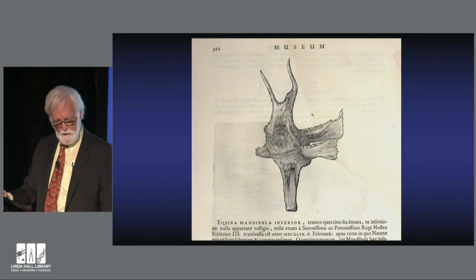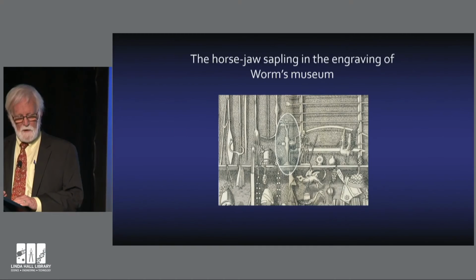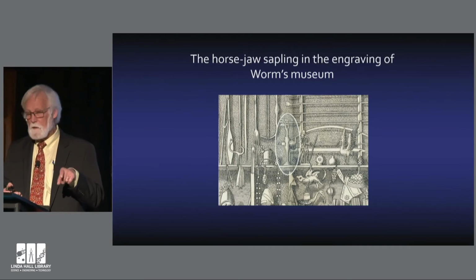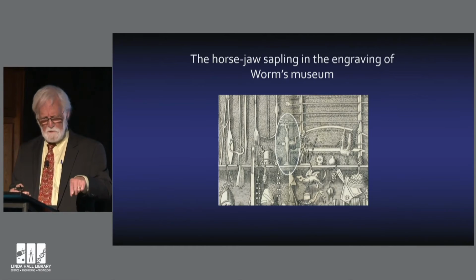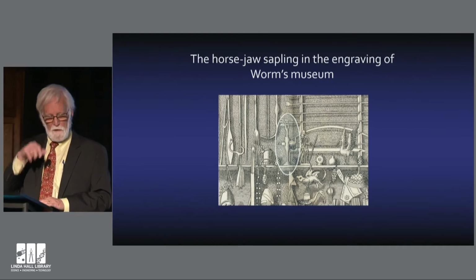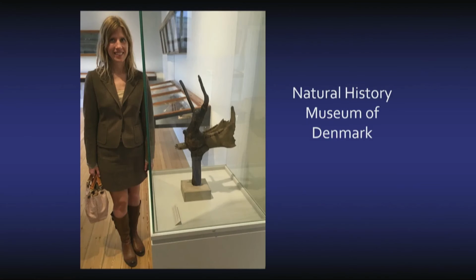You see the jaw and the thing there, and he says in the text, "It was given to me by King Frederick III on February the 6th, 1649." He goes on and talks a little bit more about it. But before I get to what intrigues me about this, in his museum, this is one of the pieces of evidence that his museum was a real museum. If you look in the back, you can't see the big thing, but you can see the little object there. I put a little circle around it. He's got that little tree with a horse jaw in it as part of his museum. So it is his museum that's being portrayed.